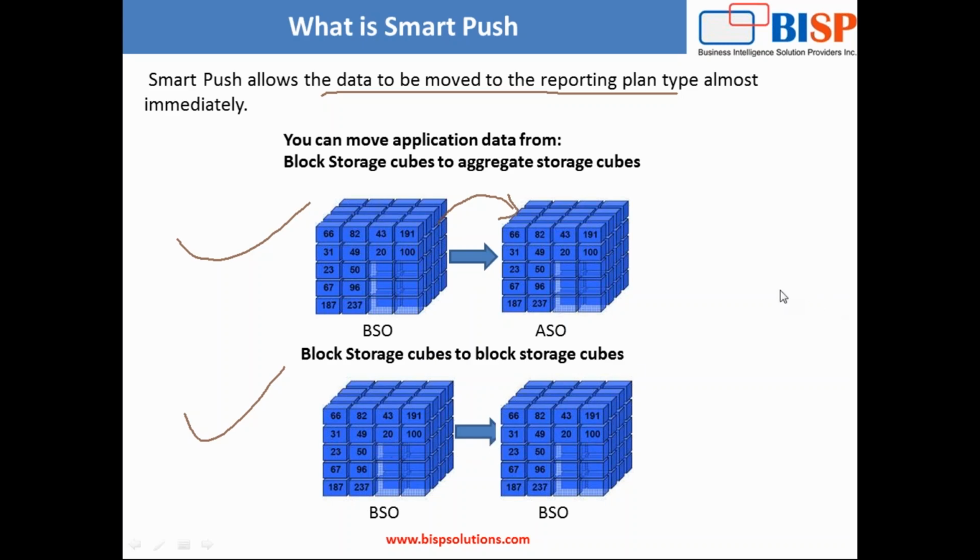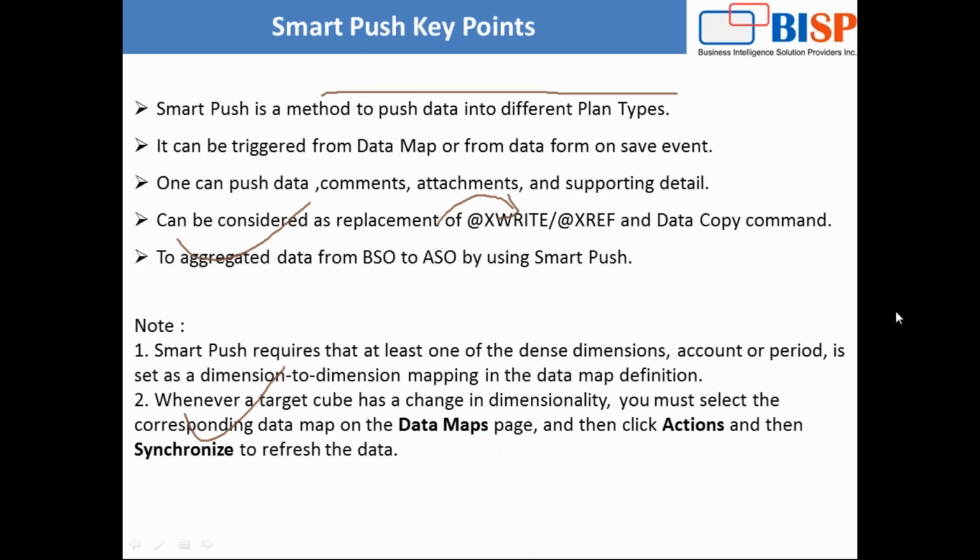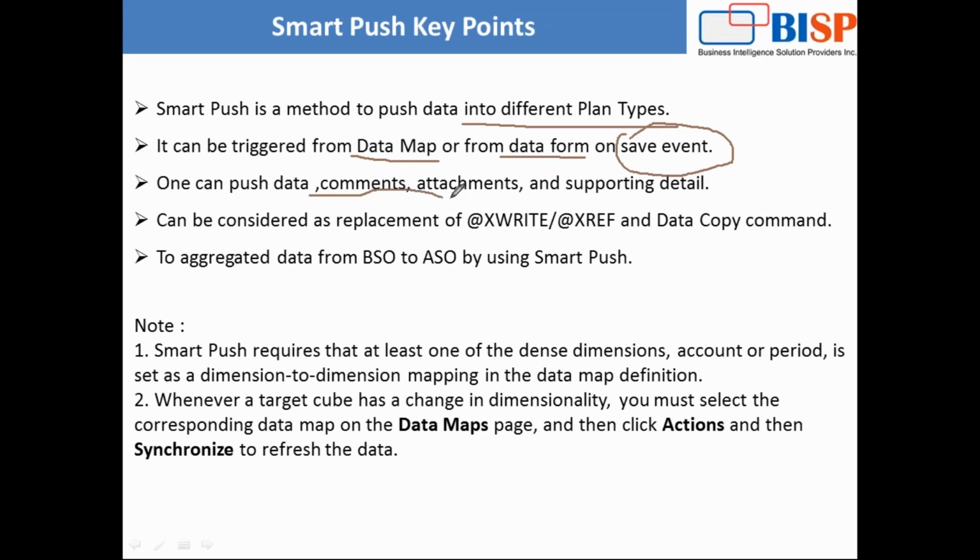So before we consider creating it, let's see some of the key points. Smart push is a method to push data between different plan types. There are two ways to trigger it. You can associate smart push with a data form, and on the save event it can be triggered. Alternatively, you can trigger it explicitly from the data map window. In addition to data, you can also push comments, attachments and supporting details.